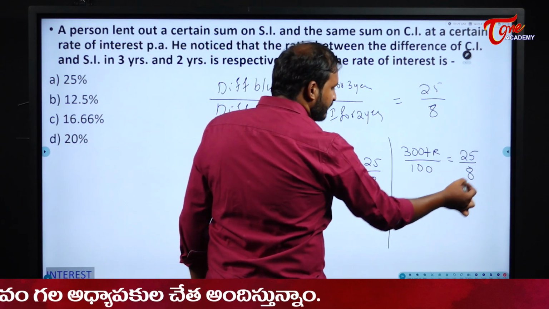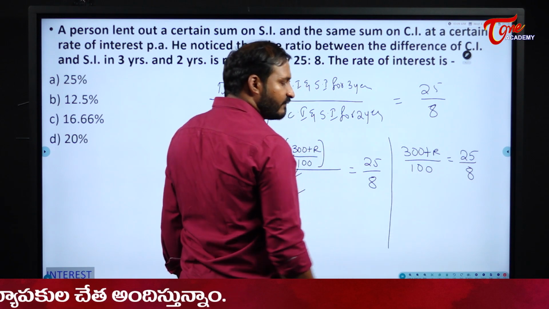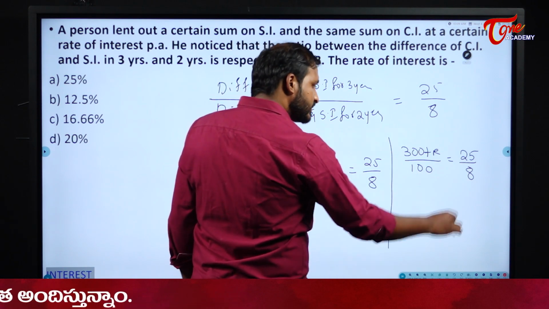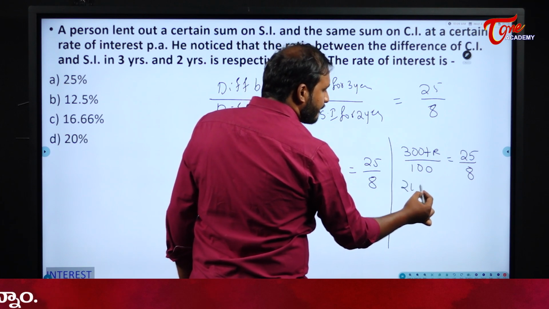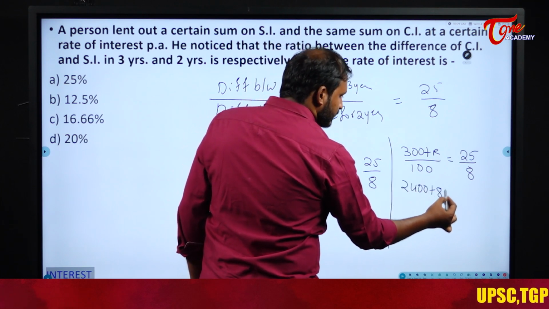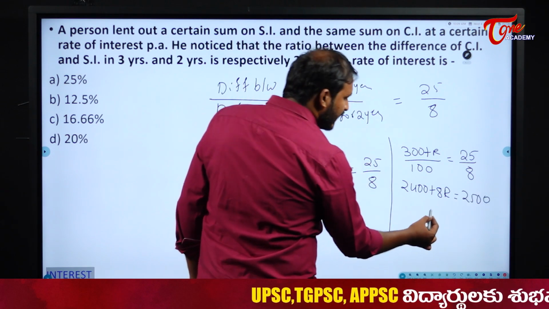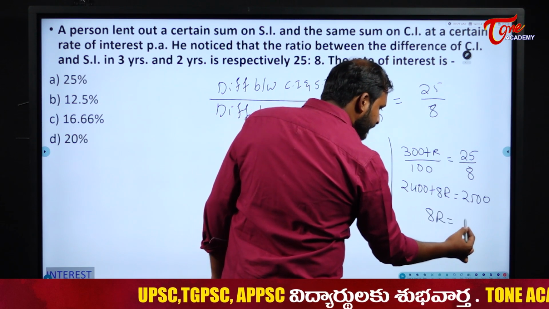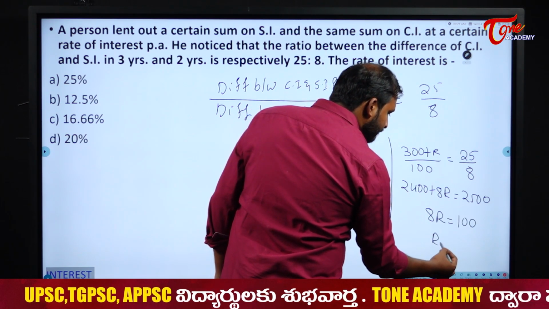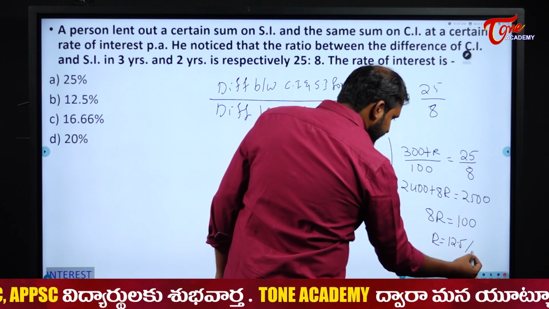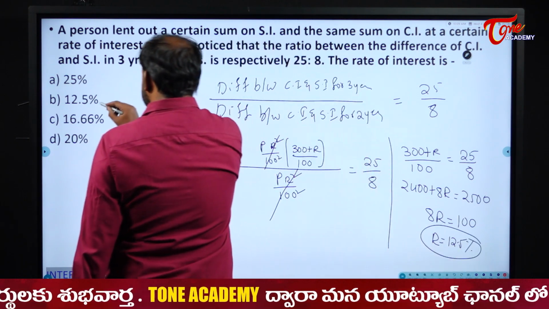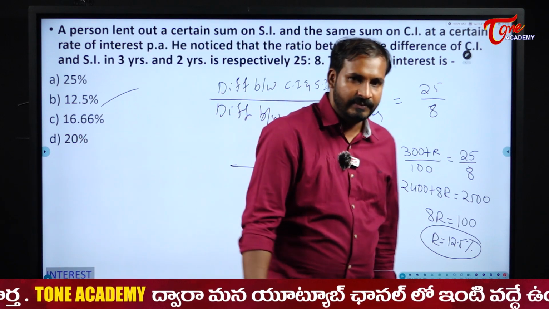You will get the answer 25. 8 ones are 8. 12.5 times you can cancel it. Or else cross multiply: 2400 plus 8R is equal to 2500. So 8R will become what for us here, students? 100. R will become what? 12.5 percentage. R becomes 12.5 percentage.